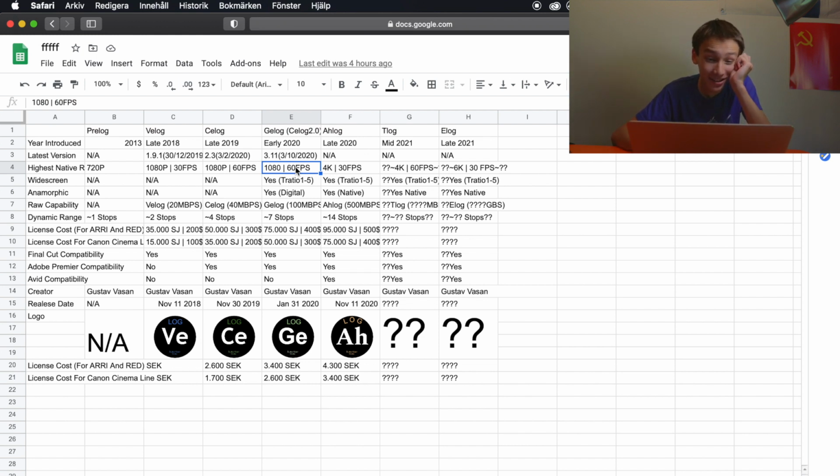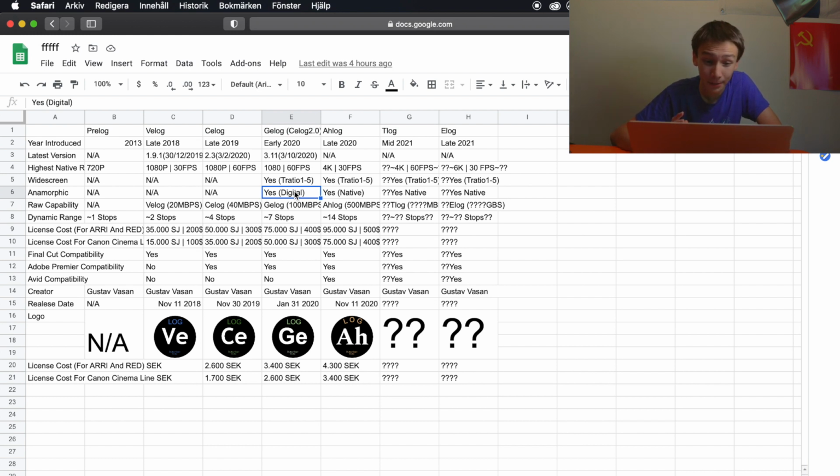The bitrate is 100 megabits per second, and the codec is Glog, of course. I don't even have to say that at this point. That's like saying the iPhone is called the iPhone. Okay, yep, it was a lot higher bitrate, but still very low compared to airy and red formats.